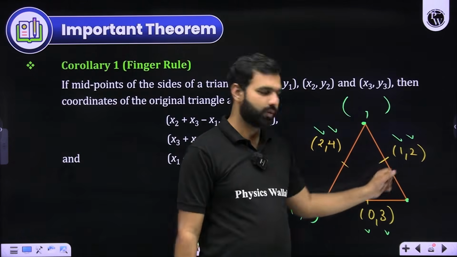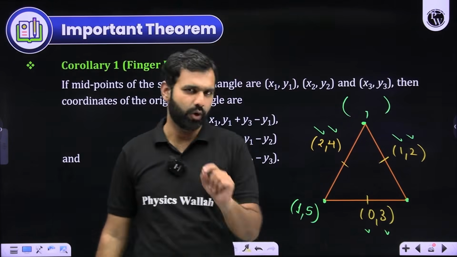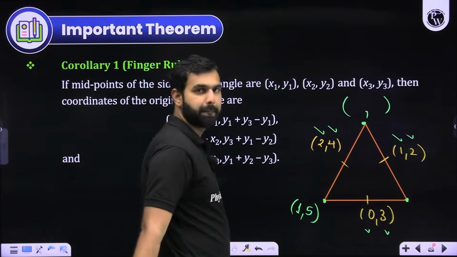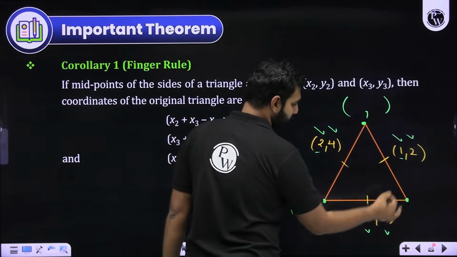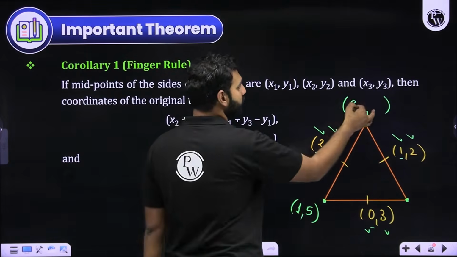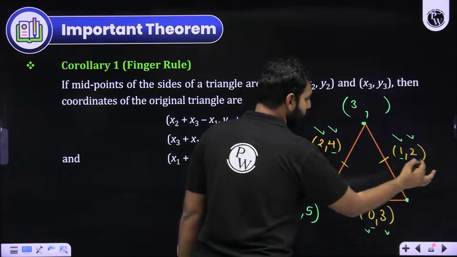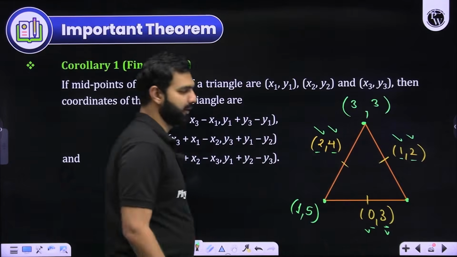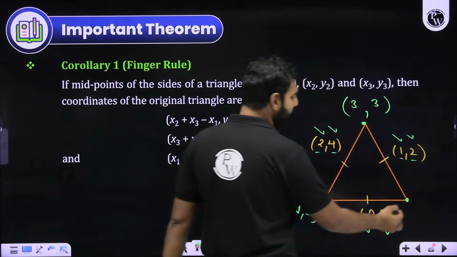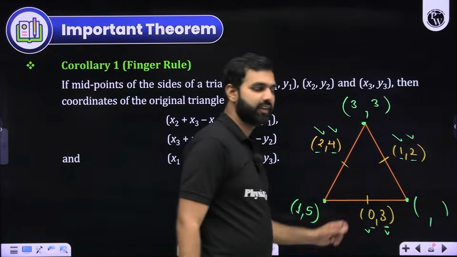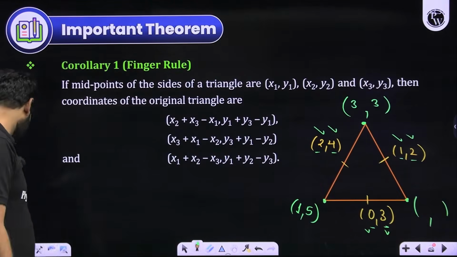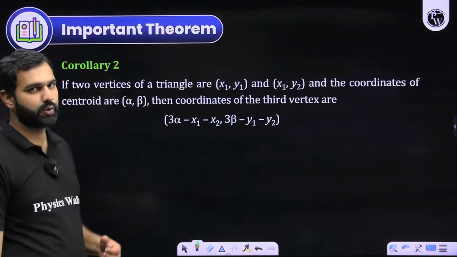Now, how do I do it? Sum of these two minus this will be this. I hope you have understood the trick. So 2 plus 1 is 3, minus 0 is 3. Similarly, 4 plus 2 is 6, minus 3 is 3. So this is going to be 3, 3. Similarly, can you find this one and write in the comment box what it is going to be? I'll be really happy if some of you could do it, rather, every one of you watching could do it.